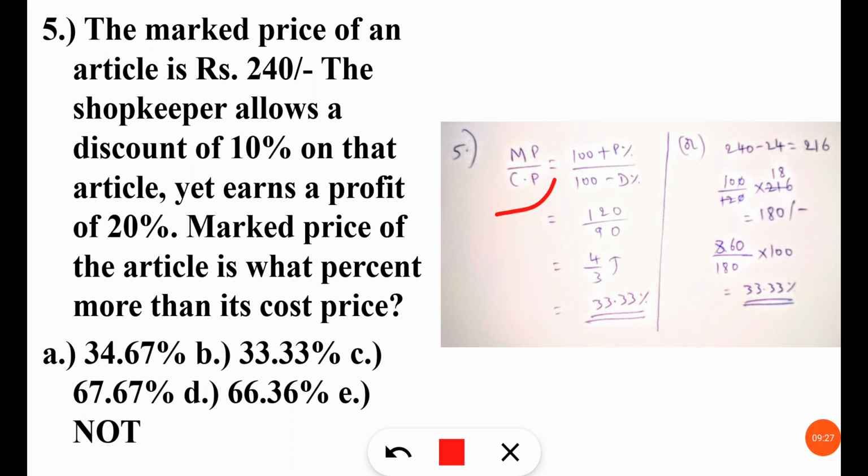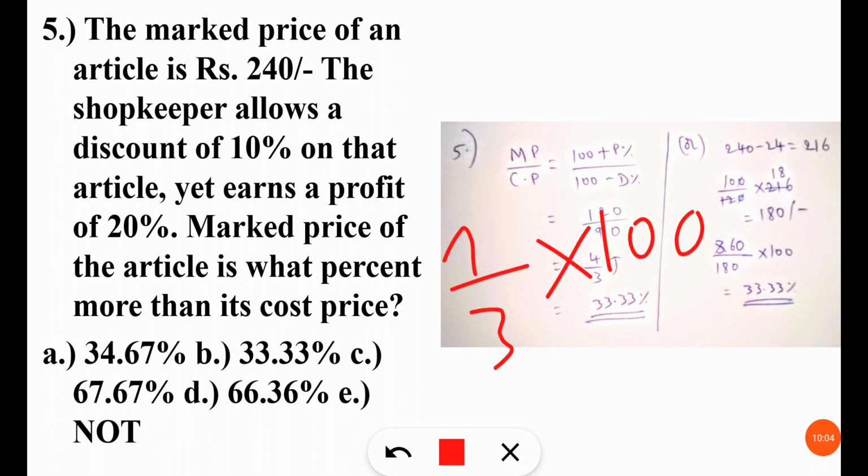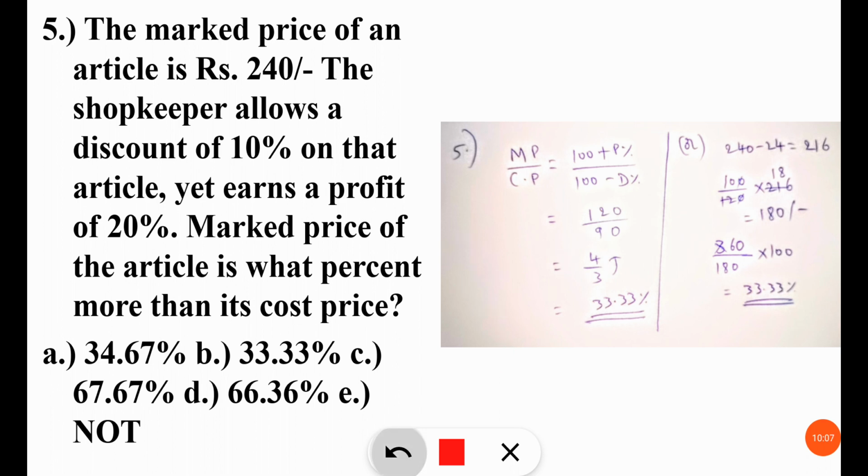Here we can see that marked price by cost price equal to 100 plus P% by 100 minus D%. There are two methods to follow. The first method: marked price is always 100 plus profit percentage, cost price is always 100 minus discount percentage. So profit over here is 20%, so 100 plus 20. And the discount over here is 10%, so 100 minus 10. 100 plus 20 is 120, 100 minus 10 is 90. Totally 4 by 3. 4 is one part more than that of 3. So 1 by 3 into 100 equal to 33.33%. Option B is the correct answer.